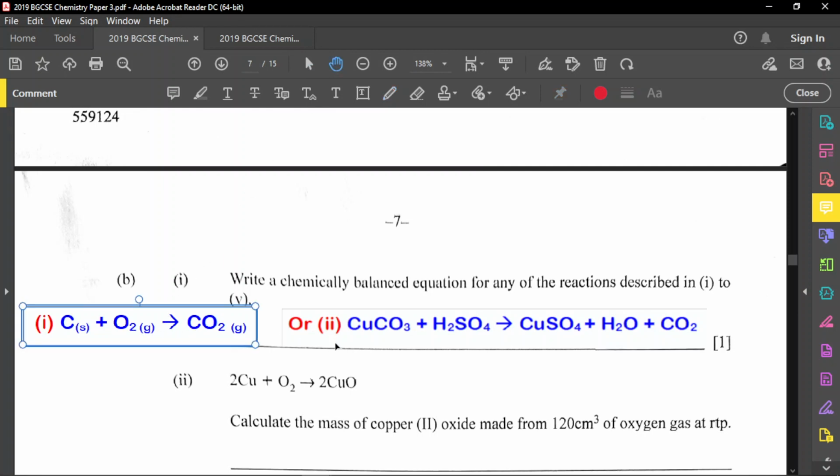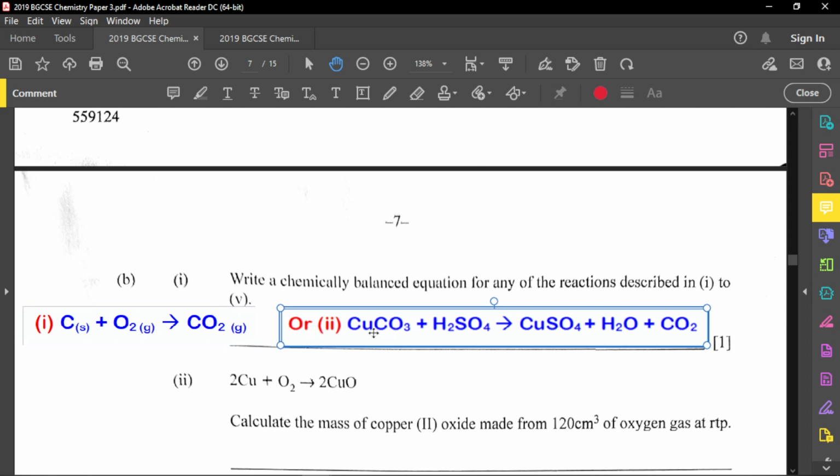And then the other option you have is the one in part two: copper carbonate reacts with sulfuric acid to give you copper sulfate, which is the blue substance, and also water and carbon dioxide. Remember that when an acid reacts with a carbonate, you always get a salt, water, and carbon dioxide.